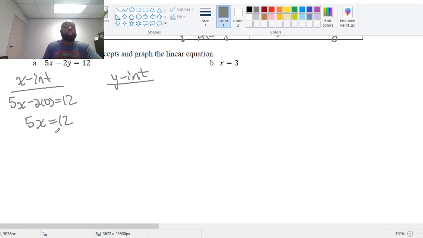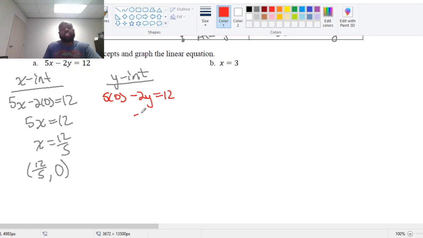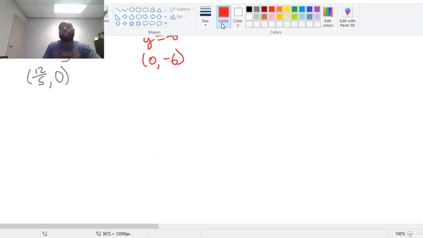That's 5x equals 12, or x equals 12 over 5. And that's the ordered pair 12 over 5, comma 0. We find our y-intercept, we let x be 0. And so we get negative 2y equals 12, or y equals negative 6. And so we get the point 0, negative 6. And so we can use that information to help us graph.